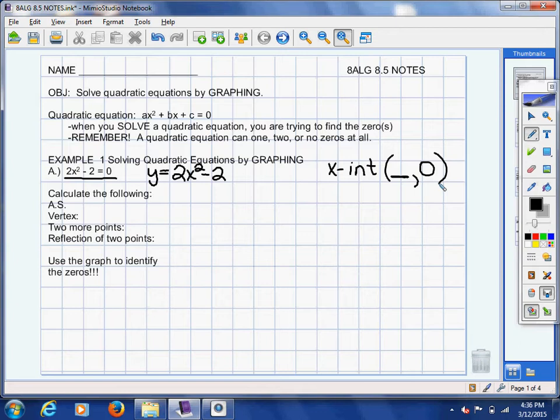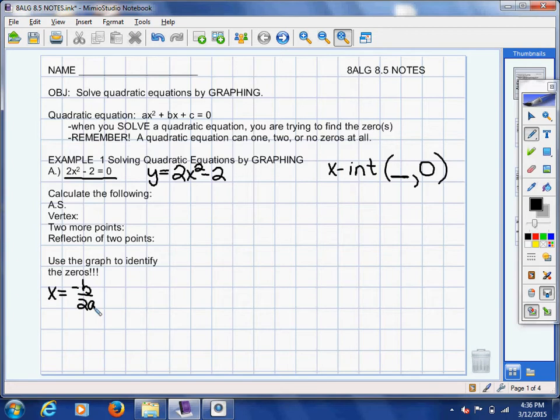So we need to calculate the following and plan our graph. So the first thing we need to do is calculate our axis of symmetry. So our axis of symmetry, remember, we find that by doing negative b over 2a. This is a vertical line that separates our graph into two halves.